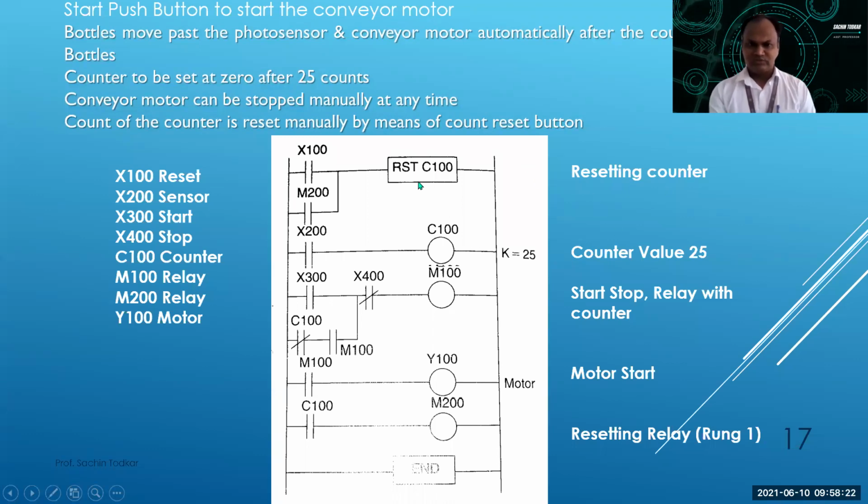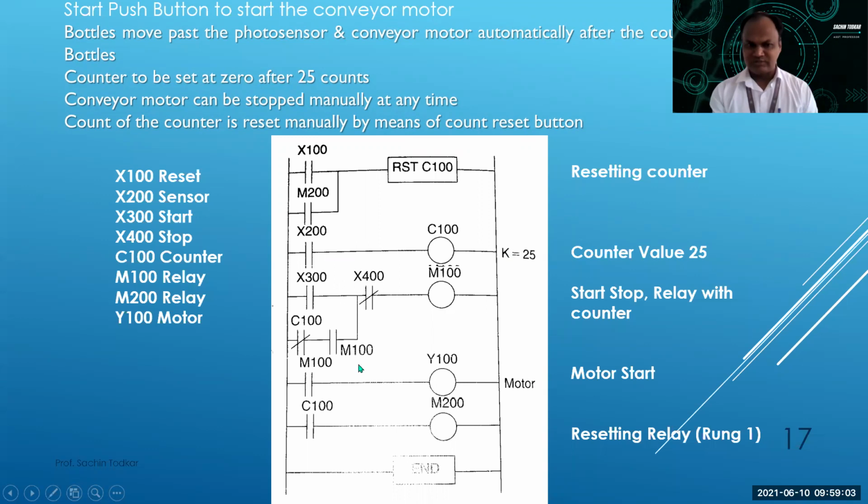Resetting counter. So the resetting counter is here. X100 is reset and M200 is relay. So you will see this M200 here also. We are going to use it in latching when C100 is open, that is, the counter is open. In that case, M200 will be in latching with the reset counter. X200 counter value is K equal to 25. So when X200 is on, then the counter will start and it will count 25.